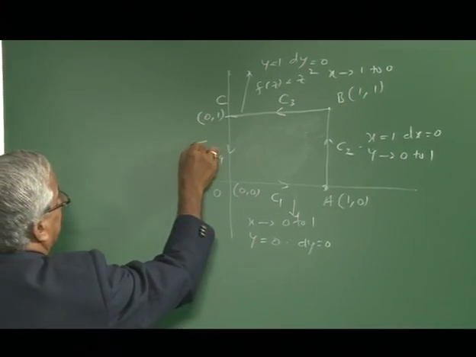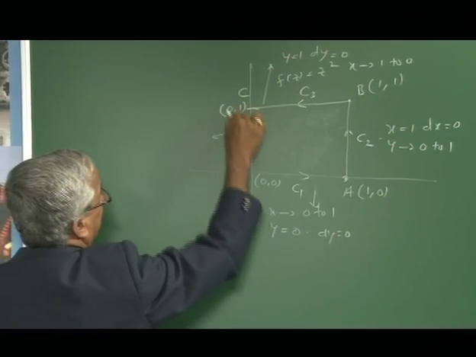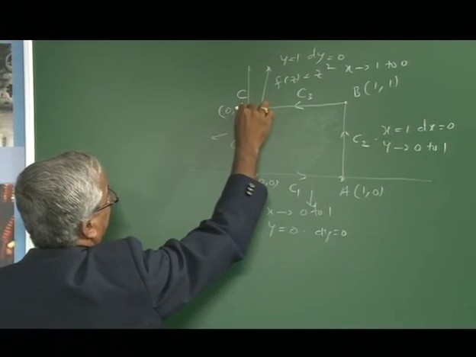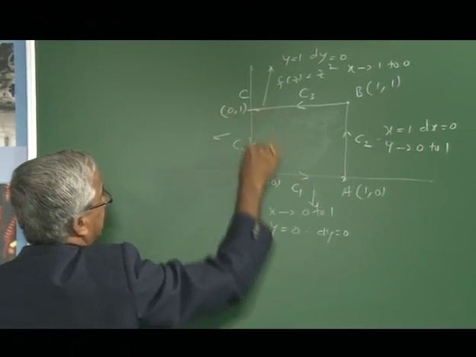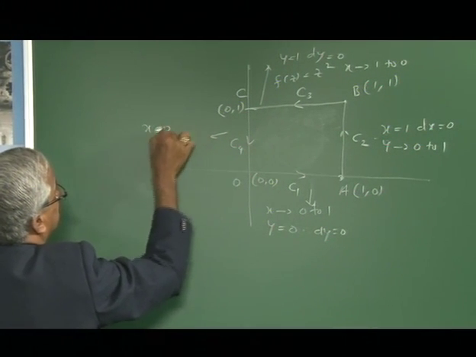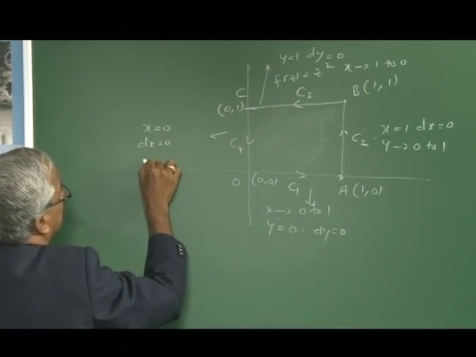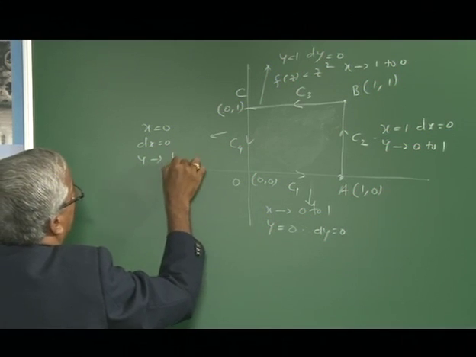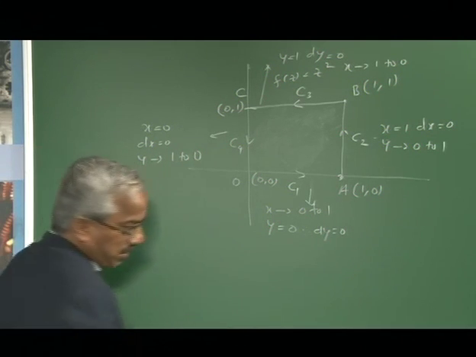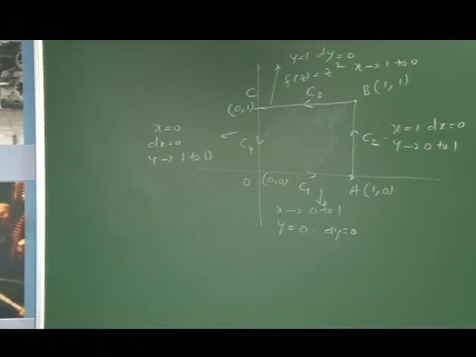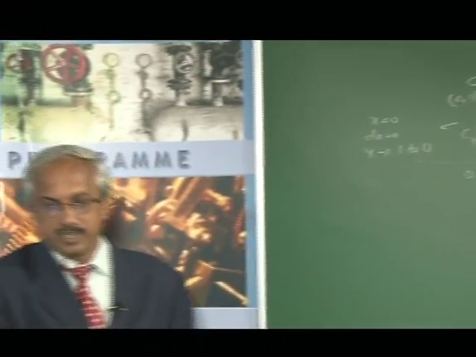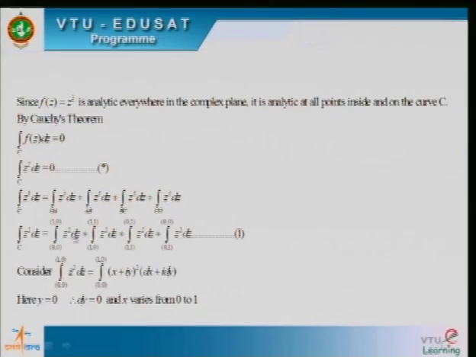And in this case, y varies from 1 to 0 and x is equal to 0. X equal to 0 means dx is equal to 0 and y varies from 1 to 0. So from the figure we are obtaining the limits: (0, 0) to (1, 0), (1, 0) to (1, 1), (1, 1) to (0, 1), and (0, 1) to (0, 0).